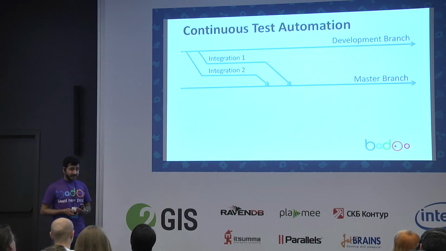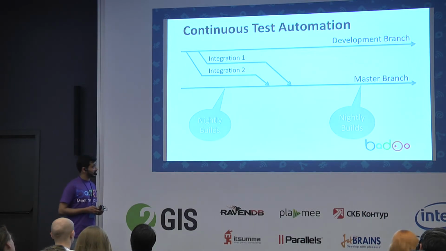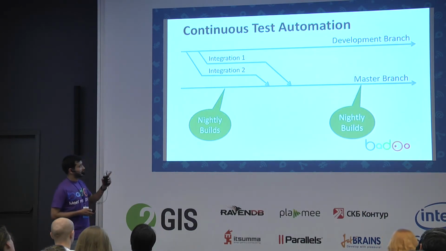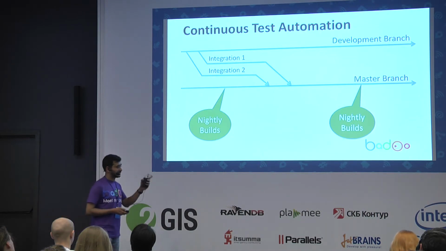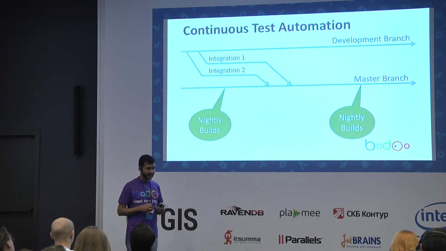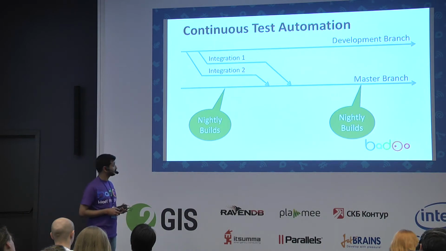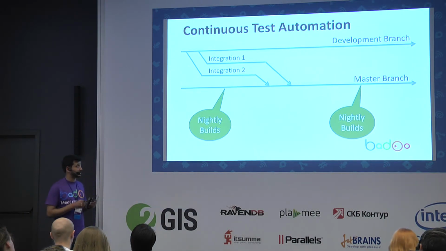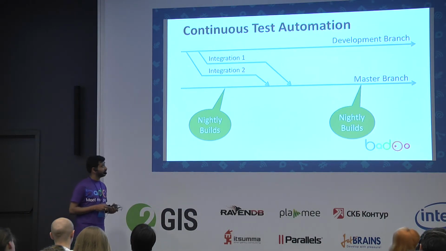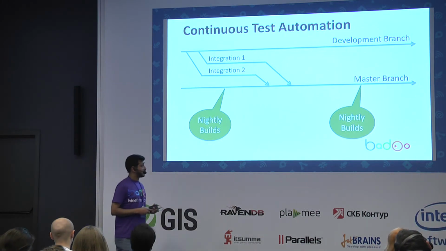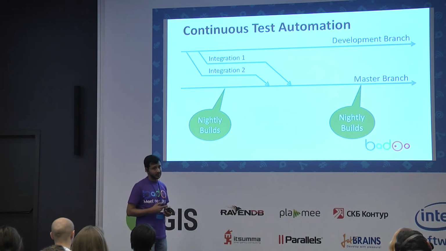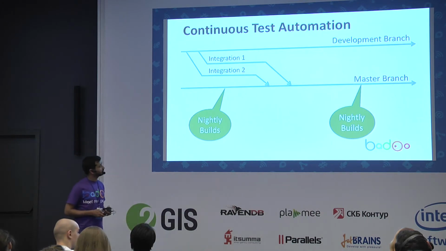We don't release from the master. We also run the nightly builds on the master to make sure that it doesn't break anything. Generally, we don't find any issues on the master because we always run the tests on the development branch, but we still run the master because it doesn't cost much.